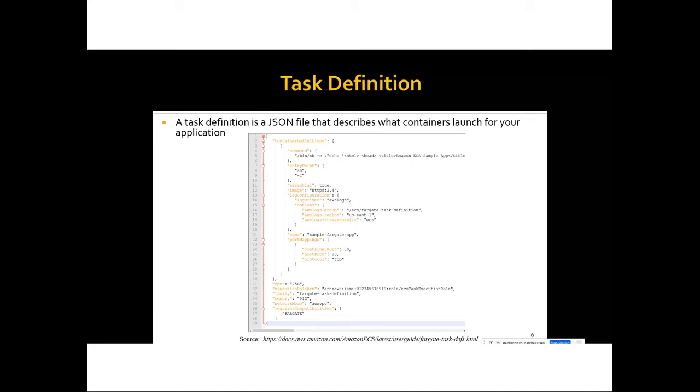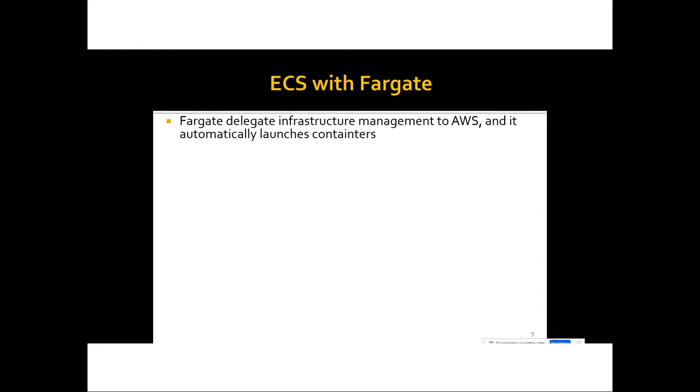So here is a task definition. Basically, this is a JSON file that describes what container to launch for your application. The good thing here is all these things will be defined or generated automatically when we deploy it. Okay, when we deploy it, and then so.